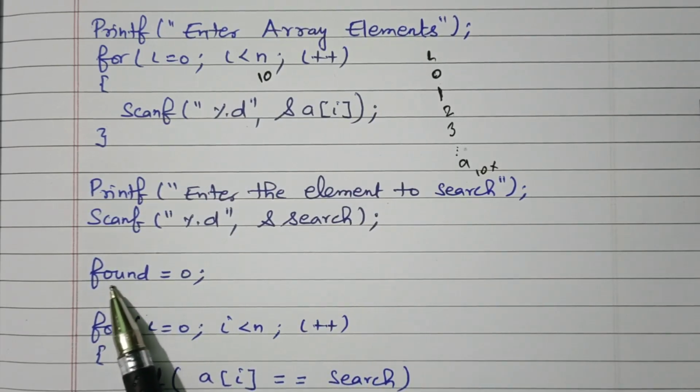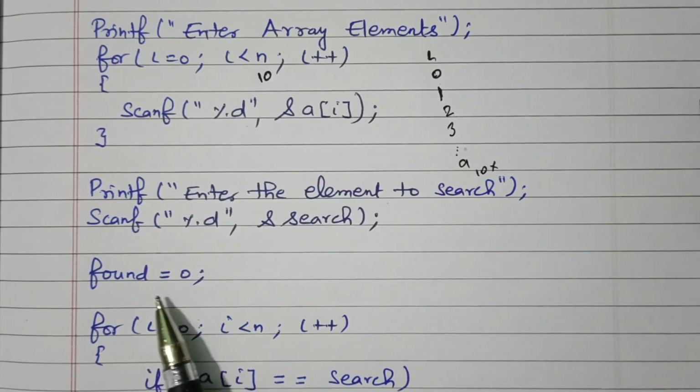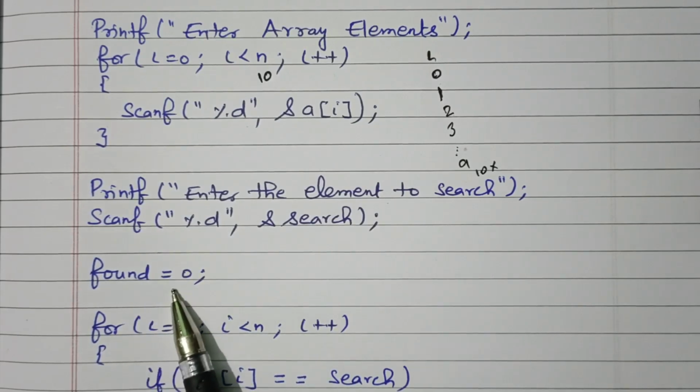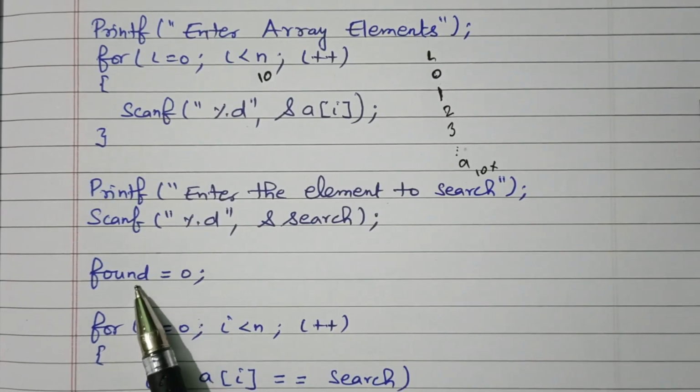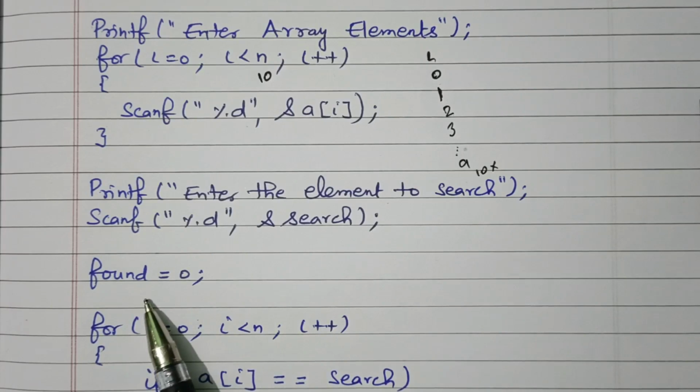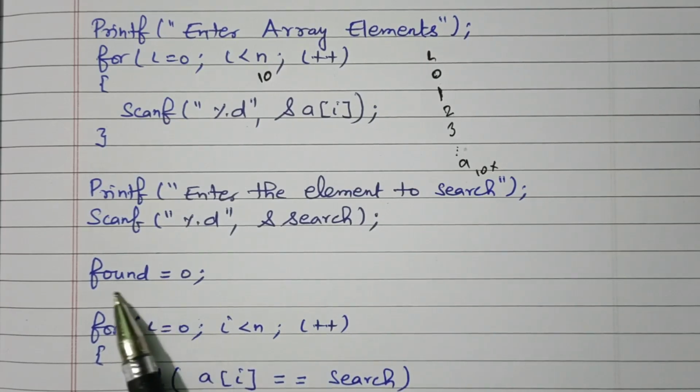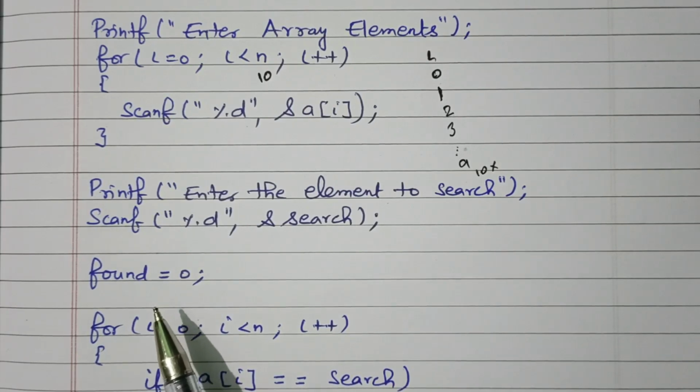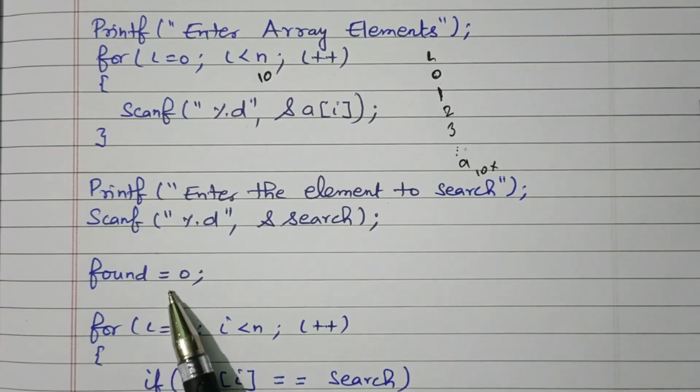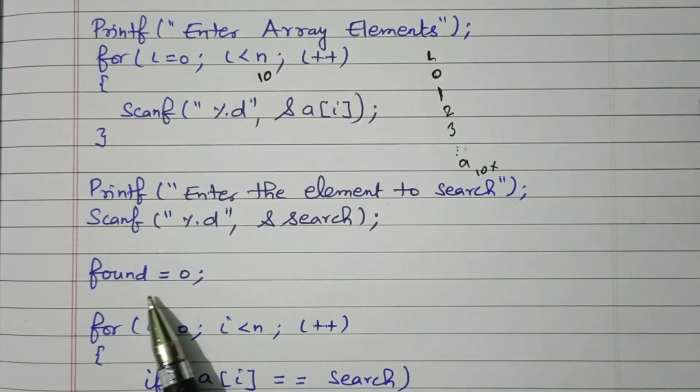We have one more variable, found, which is equal to 0. We assign found equal to 0. If the element is available in the array, we'll make found equal to 1. So found equal to 1 means the element is available. By default found is 0, so if after searching found is still 0, the element is not available. If it is available, we'll make found equal to 1.